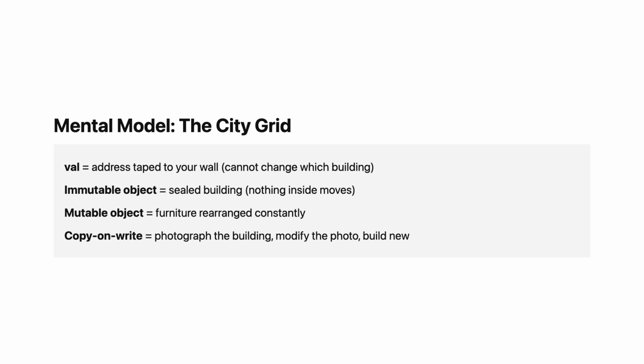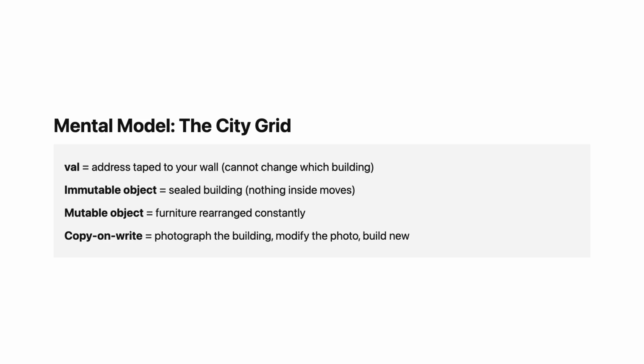An immutable object is a sealed building. You can look through the windows, but nothing inside ever moves. A mutable object is a building where the furniture gets rearranged constantly. If two people try to rearrange the furniture at the same time without talking to each other, things break. Copy on write is like taking a photograph of the building, modifying the photograph, and building a new structure from it. The original building is untouched.